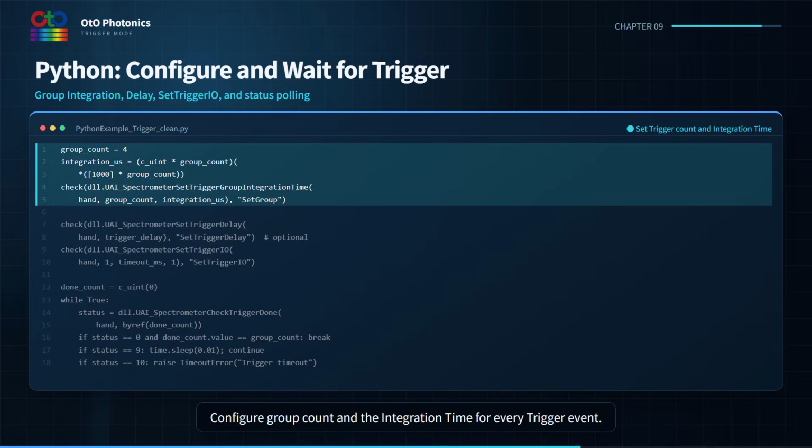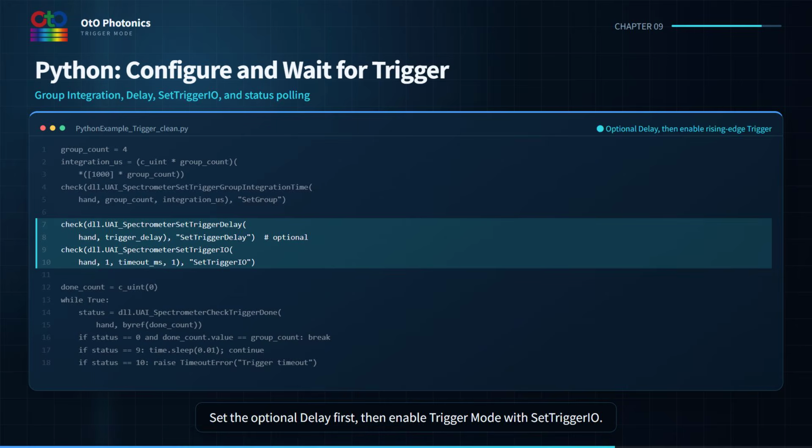Next, configure the number of trigger events to receive and the integration time for each event. The example creates an integration time array and passes it to set trigger group integration time. If every exposure uses the same duration, fill every element with the same value in microseconds. Different exposure times may also be assigned in sequence. If the workflow requires a delay, configure trigger delay before enabling trigger mode. Then call set trigger IO. An enable value of 1 turns the mode on. The timeout unit is milliseconds, and a level value of 1 selects the rising edge.